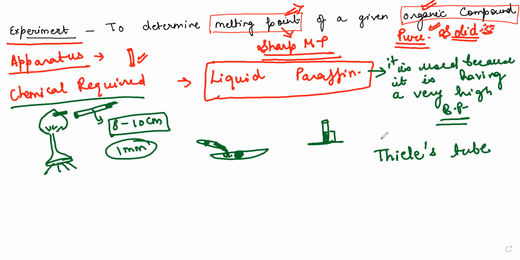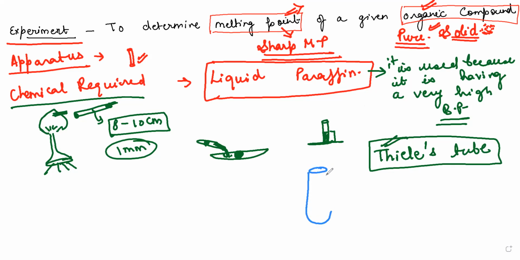But in some of the schools, you don't have this Thiel's tube. Otherwise, this is the best one to determine the melting point, because in this, the heating is uniform throughout. So if you have this in your lab, it is the best. Okay, I'll tell you how this tube looks. Yeah, so this is how it actually looks.